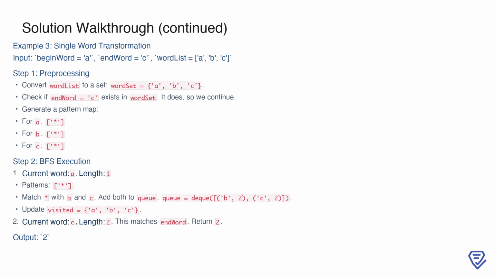With BFS, we start with the initial word and a transformation length of 1. The pattern * matches B and C from the word list. Adding these to the queue gives queue: B, 2, C, 2, and the visited set becomes a, B, C. Processing C, we find that it matches the target word, and the transformation length is 2. Therefore, the output for this example is 2.